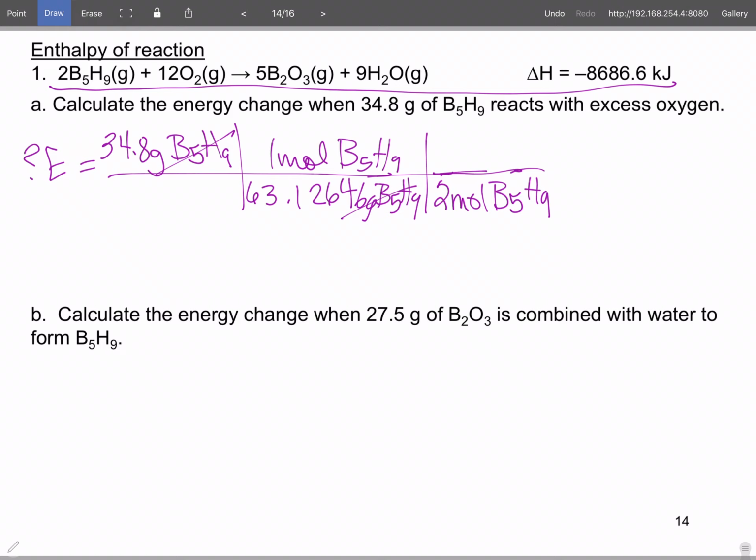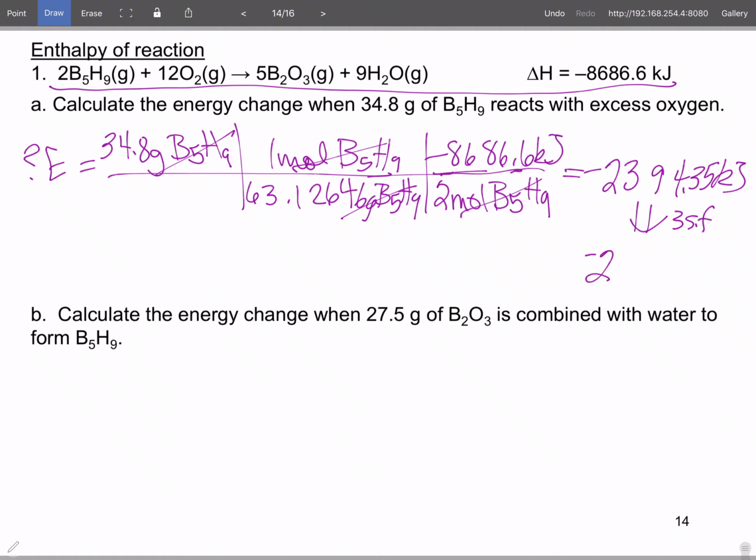So then, according to the equation, for 2 moles here, we're going to get negative 8686.6 kilojoules of energy off. So we would run the math, our moles cancel, and so anything on top is multiplied and anything on the bottom is divided. So we end up with negative 2394.35 kilojoules. Well, looking at it, we have 3 significant figures, so we would report it as negative 2390 kilojoules. So that was relatively easy.